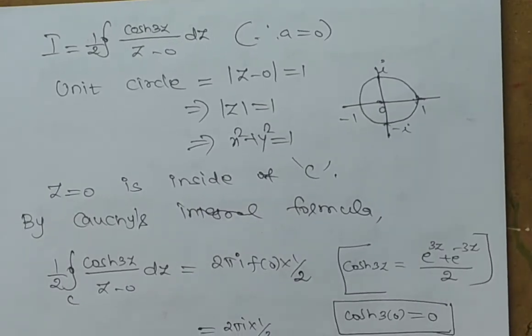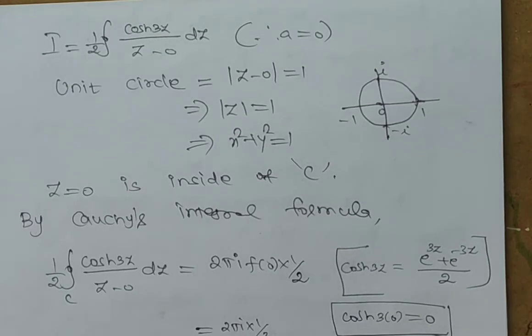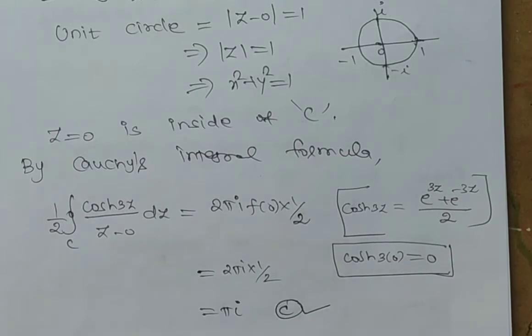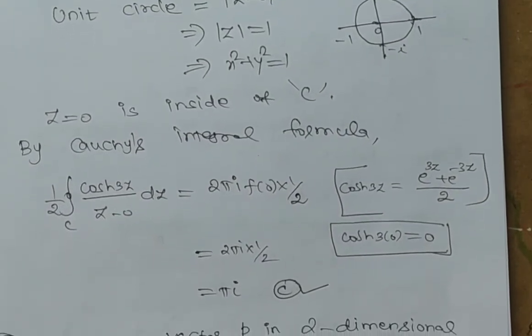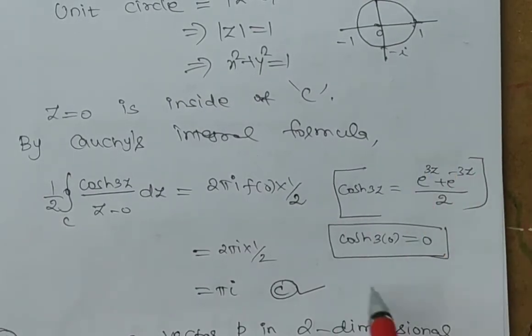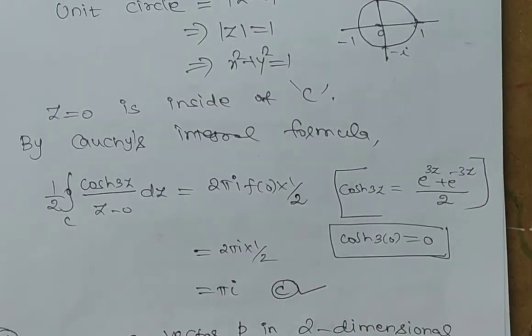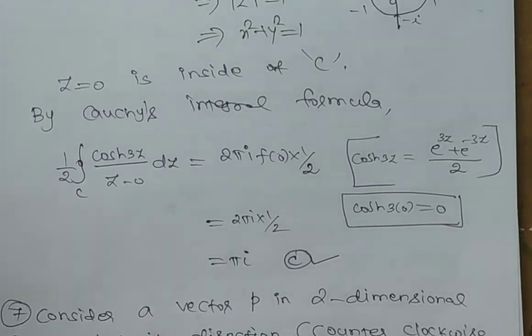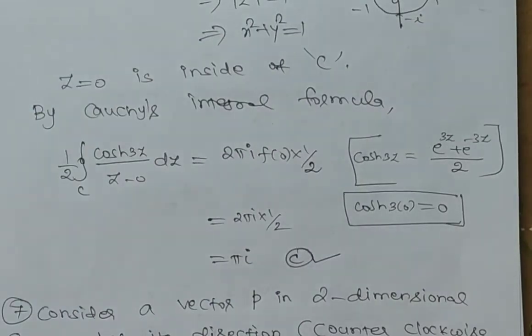In our problem the unit circle is x square plus y square equal to 1, that is, the center is 0 comma 0 and the radius is 1. Here a equal to 0, so z equal to 0 is inside of C. By Cauchy's integral formula, this can be written as 2 pi i into f of 0 into 1 by 2. Cosh z you may expand like this, e power 3z plus e power minus 3z divided by 2. Cosh 3 of 0 is 1. Now substituting, pi i is the answer, which is given. Option C is the correct answer.